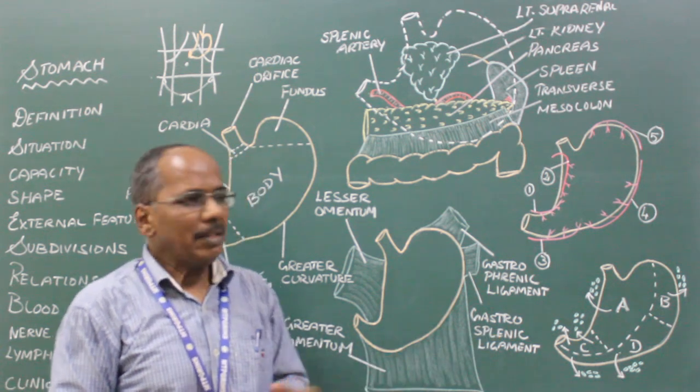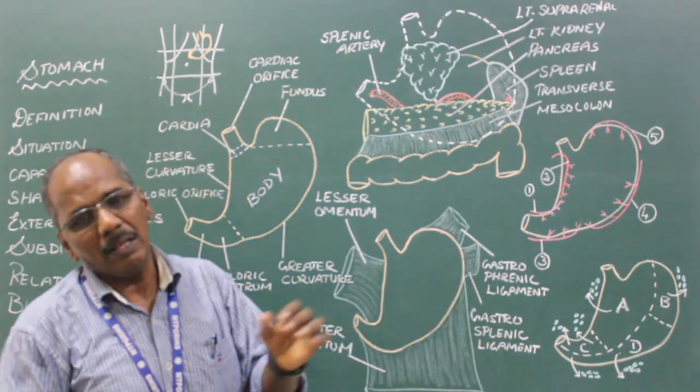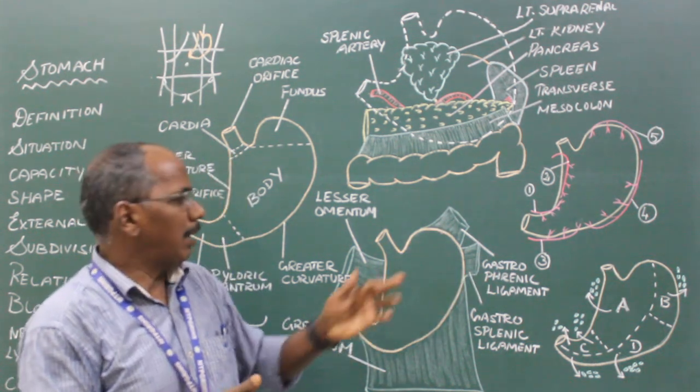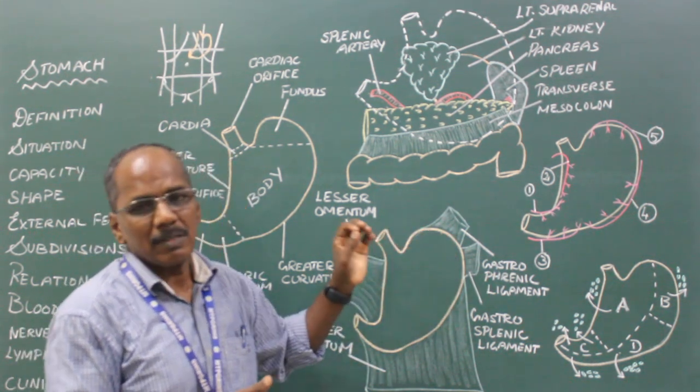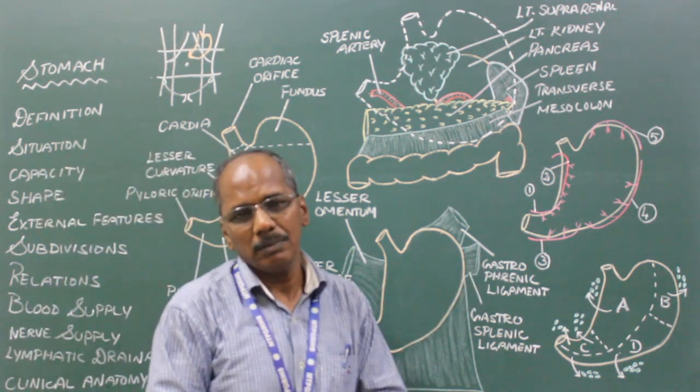Gastrosplenic ligament, it extends from the greater curvature to the hilum of spleen. Gastrophrenic ligament, it extends from the upper part of the fundus of the stomach to the diaphragm. Phrenic refers to the diaphragm.